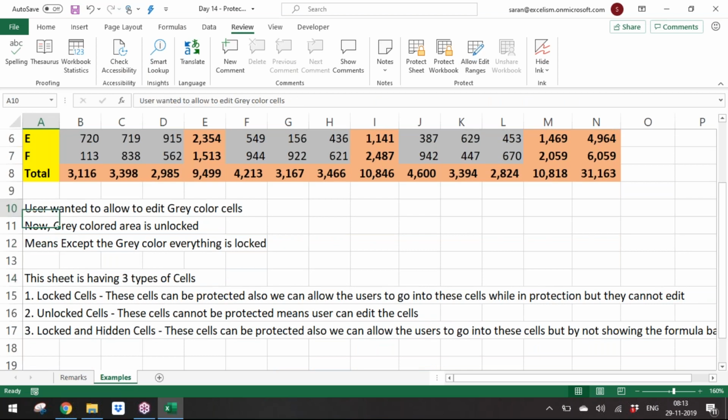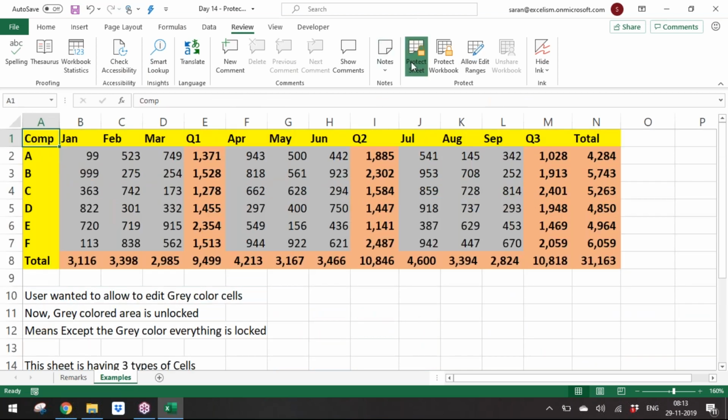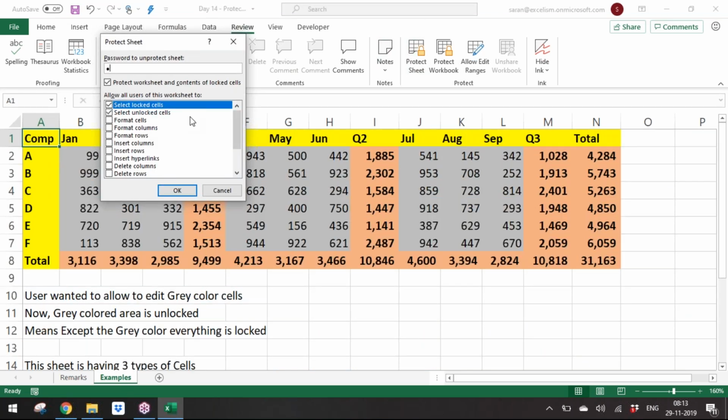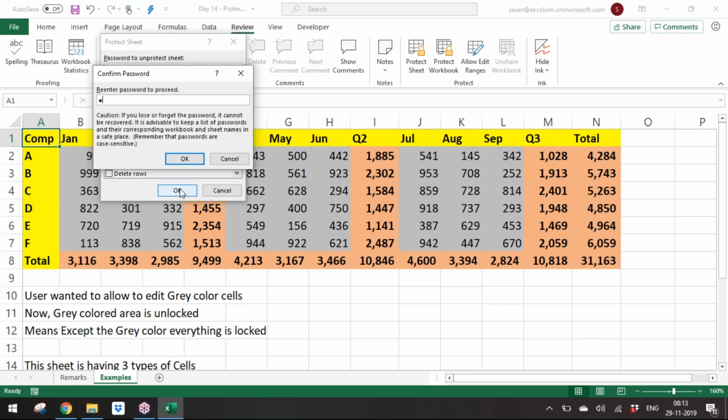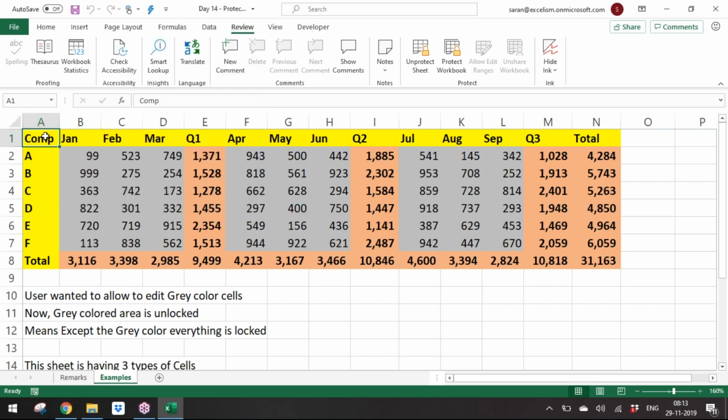Now, what I'm going to do, I'll just do the same thing. Let's go to Protect Sheet. Now, give the password. Allow all users of this worksheet to both lock and unlock, no problem. Let me click OK. Now let me confirm the password. Now, can I go to this cell? Yes. Can you tell me what this cell is? It's a locked cell only, also protected. But if I ask Excel to go into this cell, I can. But can I edit this? No, because it's protected.